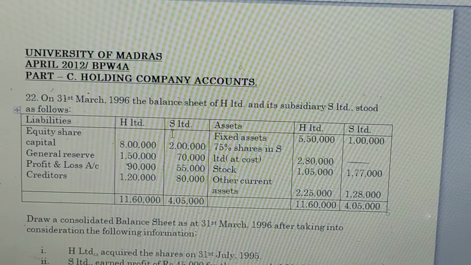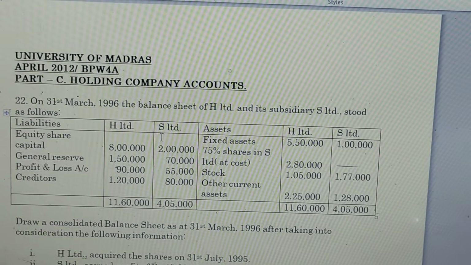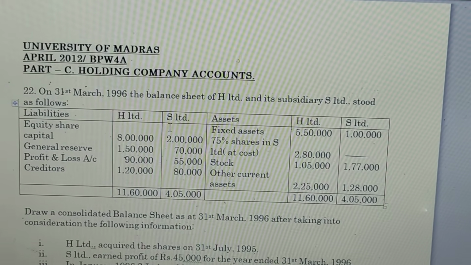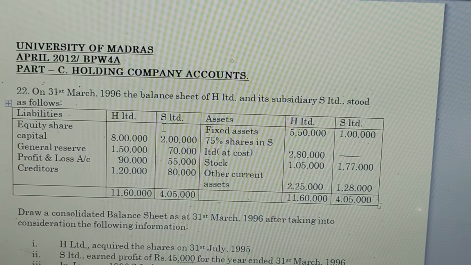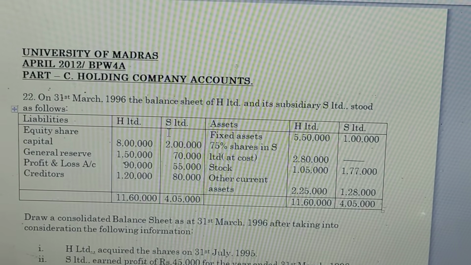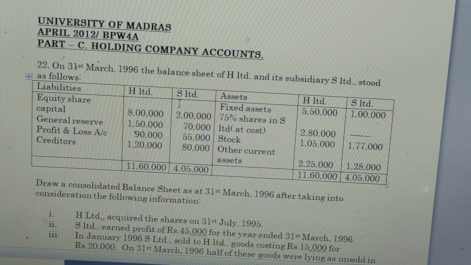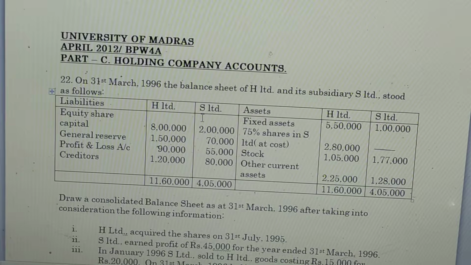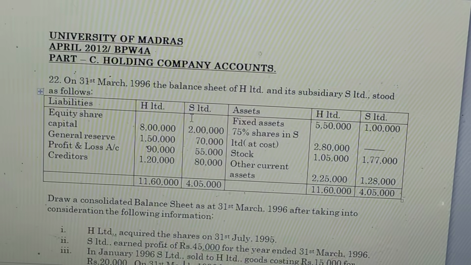On the asset side, fixed assets 5 lakh 50,000 for H Limited, 1 lakh for S Limited. 75% shares in S Limited at cost, 2 lakh 80,000 for H Limited, no value for S Limited. Stock 1 lakh 5,000 for H Limited, 1 lakh 77,000 for S Limited. Other current assets 2 lakh 25,000 for H Limited, 1 lakh 28,000 for S Limited. The total assets are 11 lakh 60,000 for H Limited, 4 lakh 5,000 for S Limited.